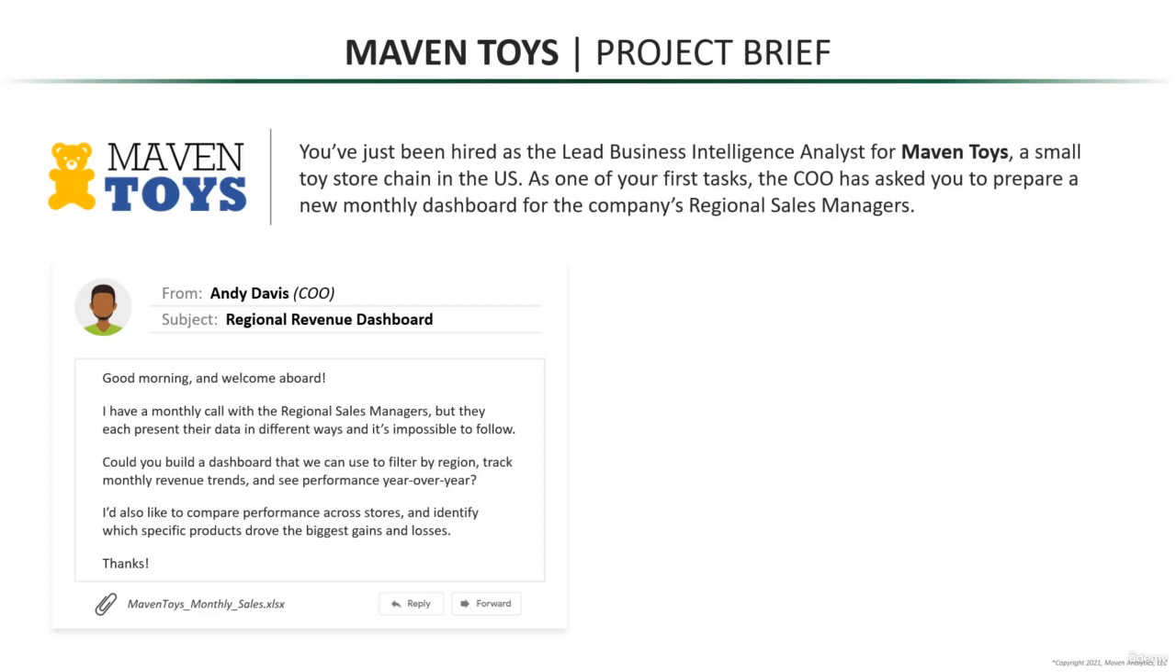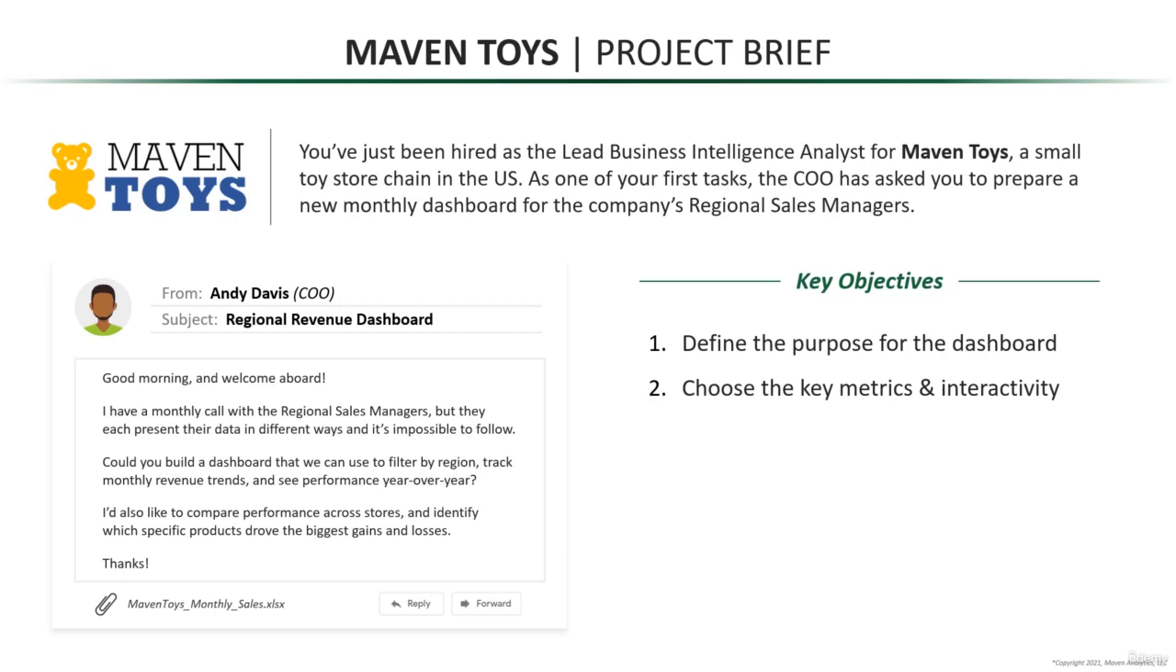Alright, so it sounds like this is going to be more of a hybrid between exploratory and explanatory analysis, which we can break down with the following key objectives. As always, we're going to start by defining the purpose for the dashboard. Then we're going to choose the key metrics and interactivity. And in this one, we are going to need to plan ahead for the growing source data, since this will be for a monthly call.